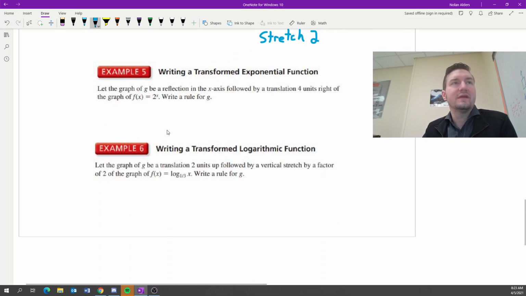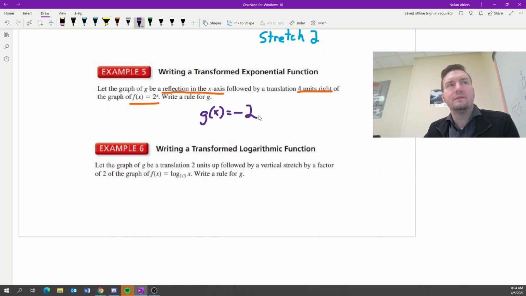All right, for these second two, we're going to be writing the function ourselves. So here's the original function we start with. But then let's see what we're adding into it. Let's see, we have a reflection in the x-axis. We're going 4 units right. I guess that's only 2 things. So if it's reflection in the x-axis, let's go ahead and rewrite this. G of x equals. Reflection in the x-axis means that we're going to have a minus sign out front. So negative 2 to the x power. So minus sign out front.